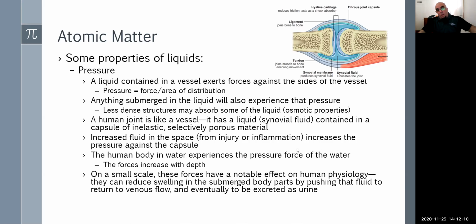As you go deeper in water, pressure around the body or pressure around anything increases, right? That's why the fish that live in the deep, deep parts of the ocean are physiologically different than the fish that live in the shallow parts, or maybe in a lake or a river.